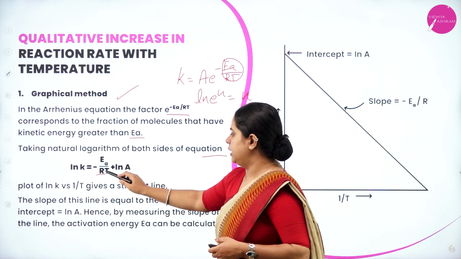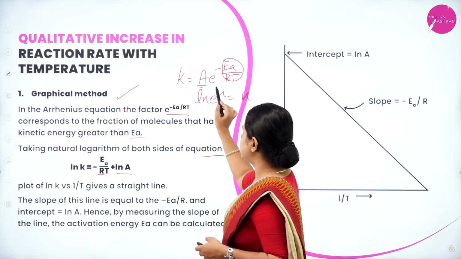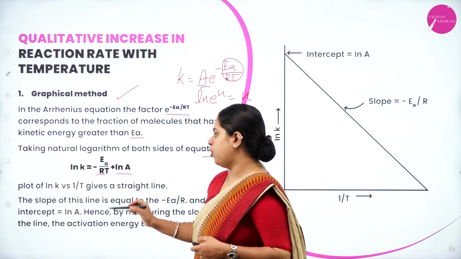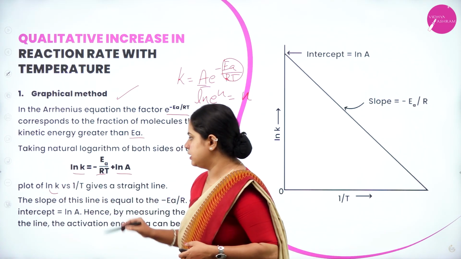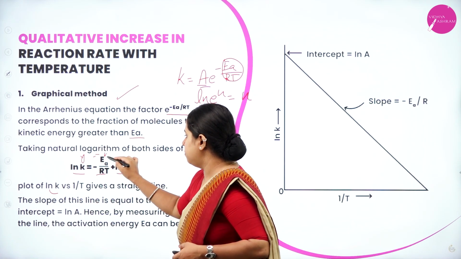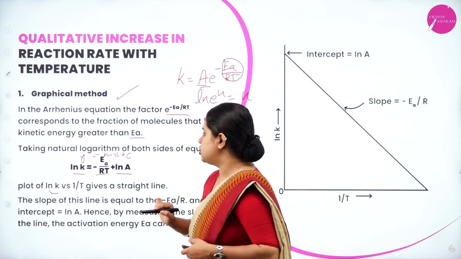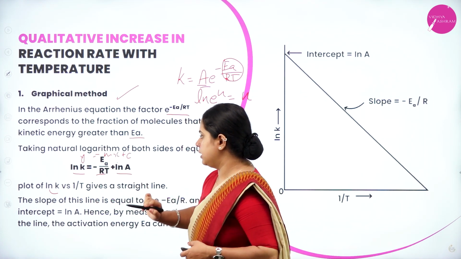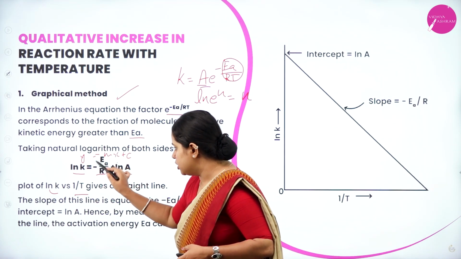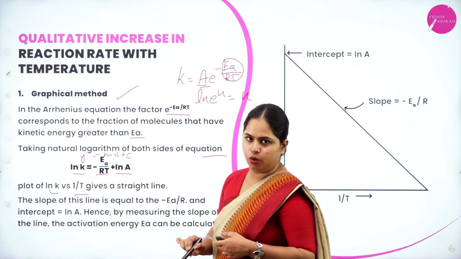So that is minus Ea by RT plus ln A. For the constant also we are taking the natural logarithm. So now if we are plotting a graph between ln K and 1 by T, we are again comparing it with the equation y is equal to mx plus c. So what will be here? Y will be ln K. X will be what? 1 by T, because the slope here is minus Ea by R. I hope it is clear.